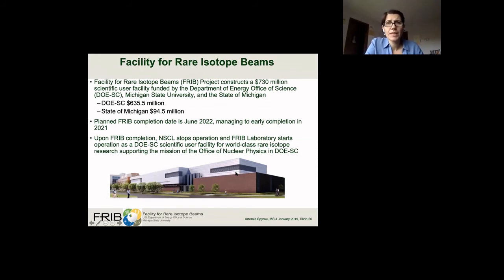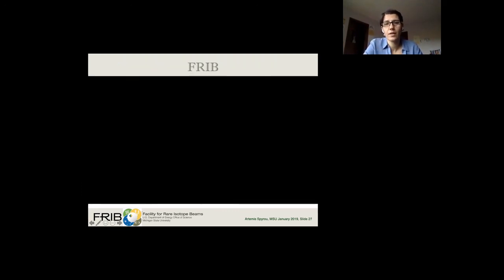And for this, we're building a new facility. As I said, it's almost completed. We expect it in a little over a year to have first beams. So that's exciting. This is a project that is supported by the DOE Office of Science, the state of Michigan, and Michigan State University. It's been going on for over 10 years now, and it's located right at the same location where we have the current lab, the NSCL.